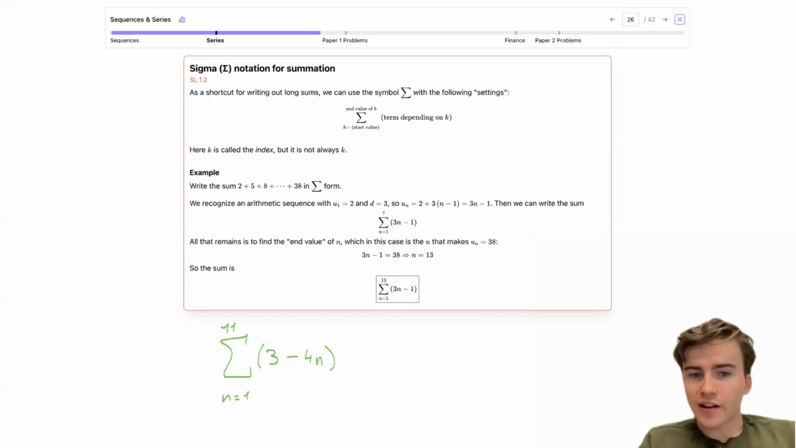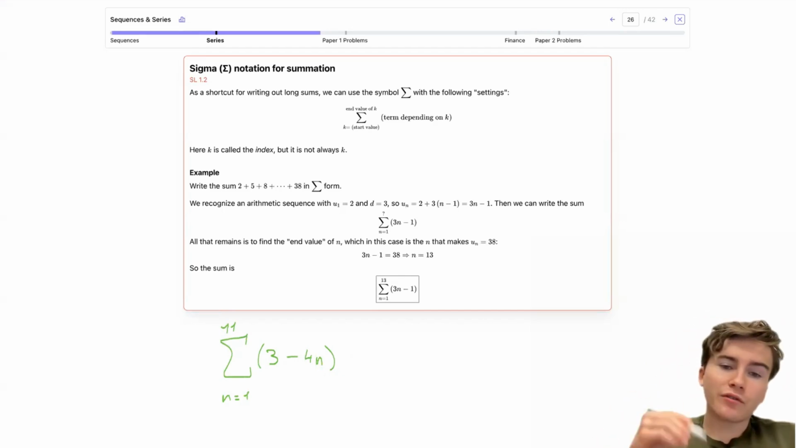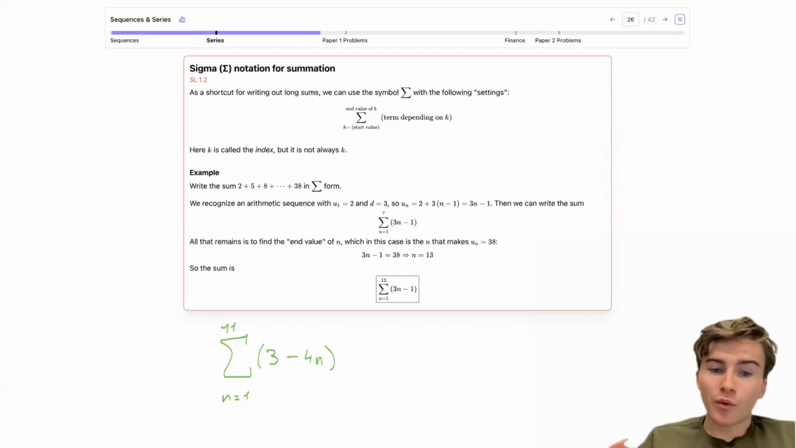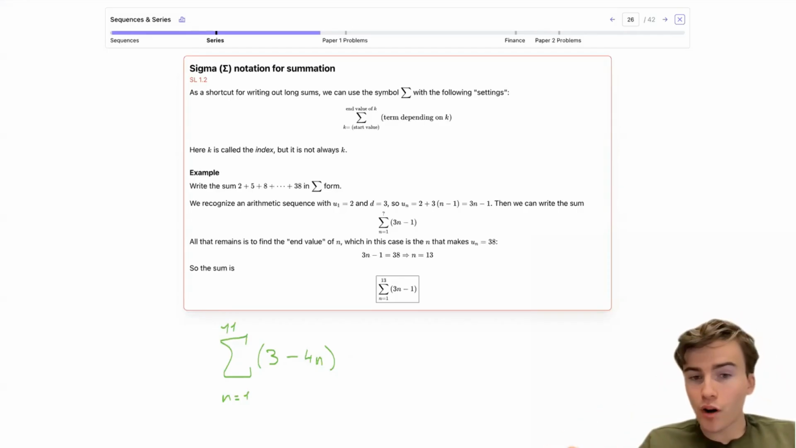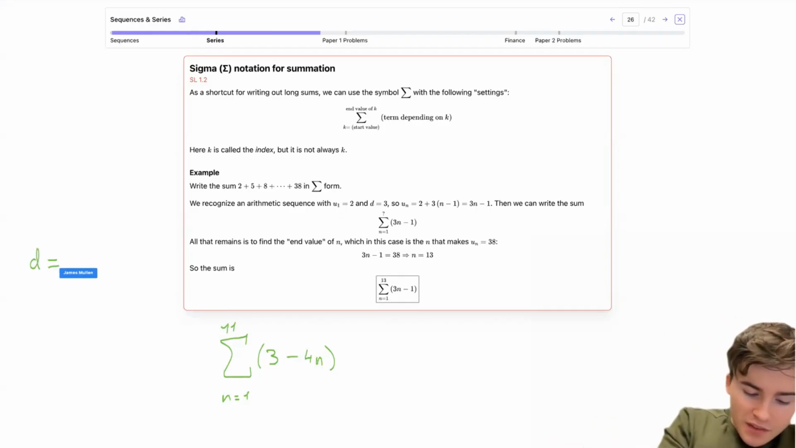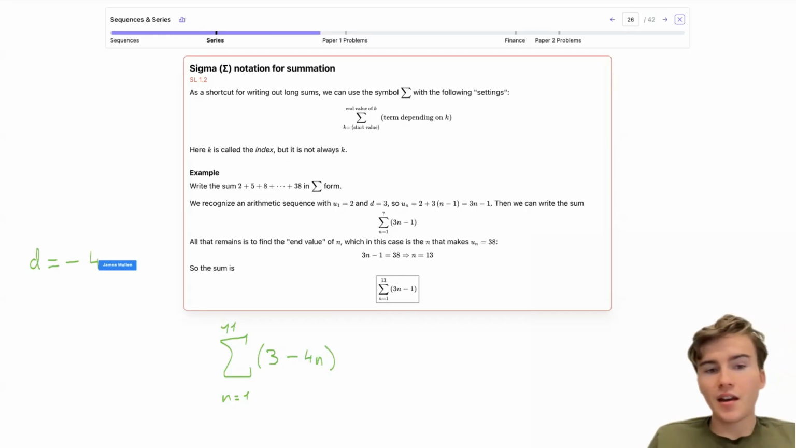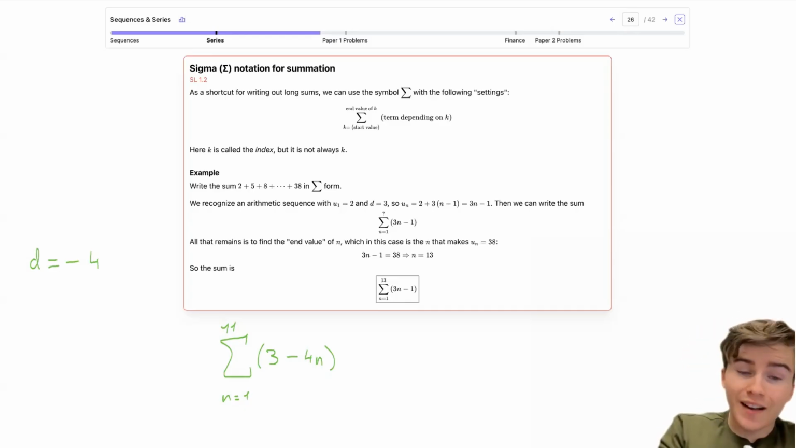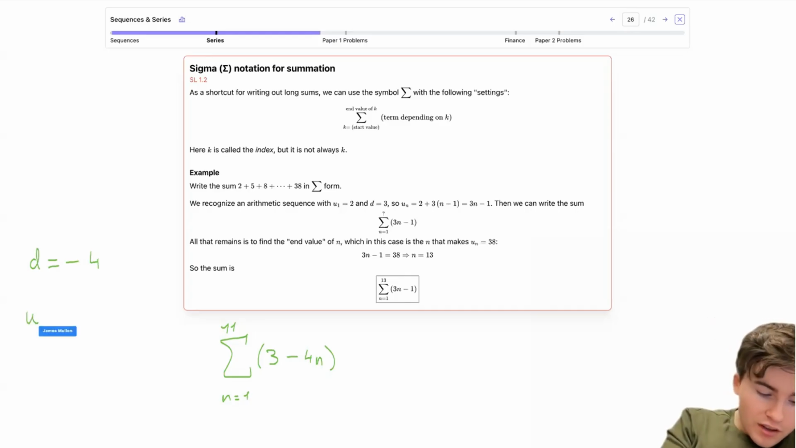So the thing to focus on here is that inside of the sum, the thing that's changing each time is 4n. The n is increasing by 1, which means I'm subtracting 4 every time. That means that when I do n is equal to 1, I have 3 minus 4 is negative 1, and then each time I'm going to subtract 4 again. So that means my common difference is the thing that's multiplying n. So d is negative 4. Now, as for the first term, you can find the first term simply by plugging in n. So if I have n is equal to 1 as the first term, then u1 is just 3 minus 4 times 1, which is negative 1.